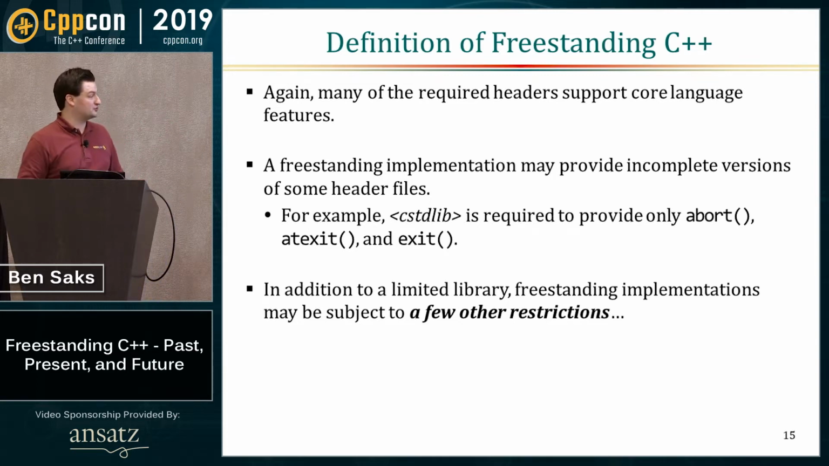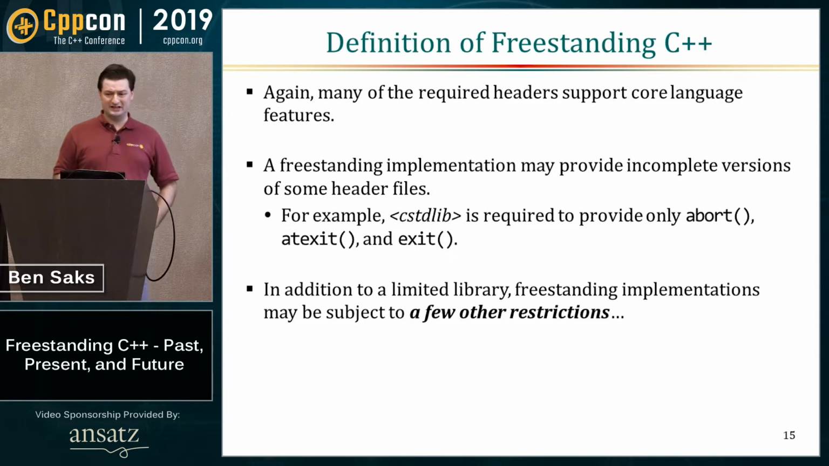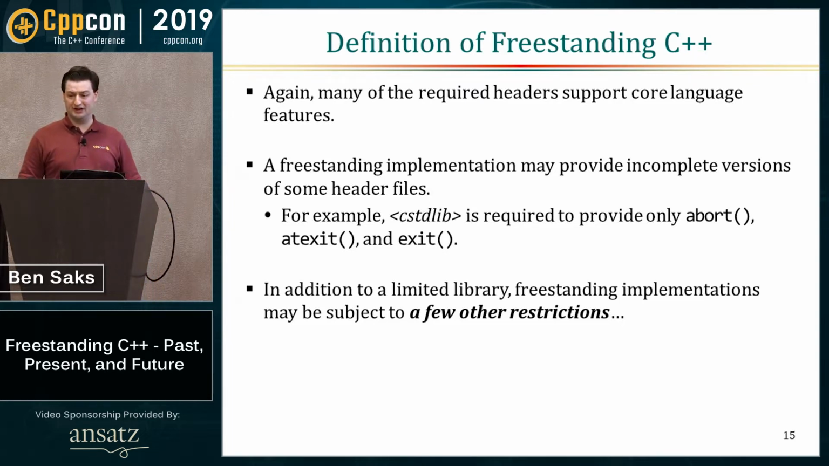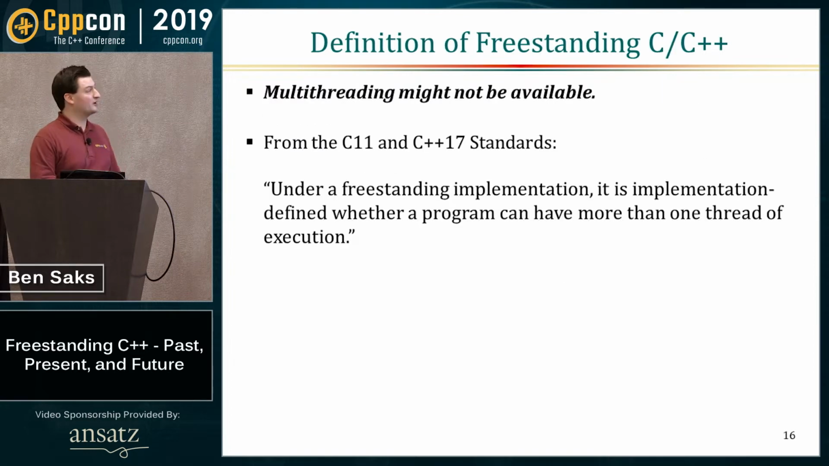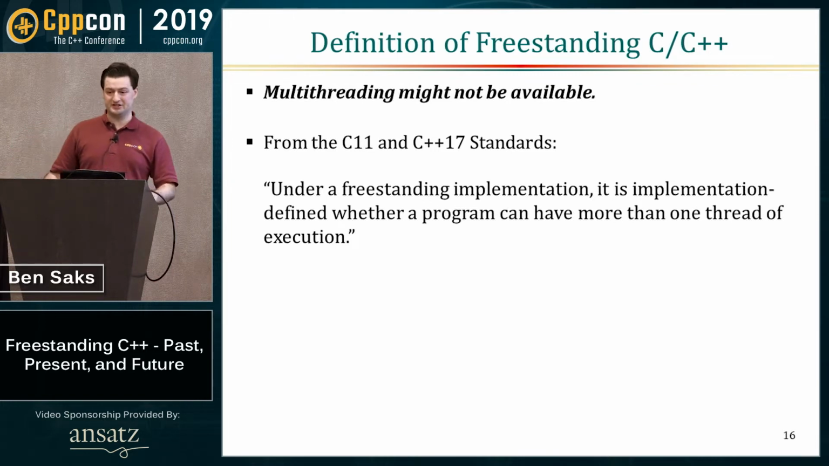Now, the library restrictions for freestanding implementations are kind of the most obvious restrictions. They're the ones that people usually think about, but they're not the only ones. There are a few others. So, for example, multi-threading might not be available. Both C and C++ have text in the standard that says that it's implementation defined whether a program can have more than one thread of execution in a freestanding implementation. And in practice, many freestanding implementations don't provide the threading libraries for C and C++.